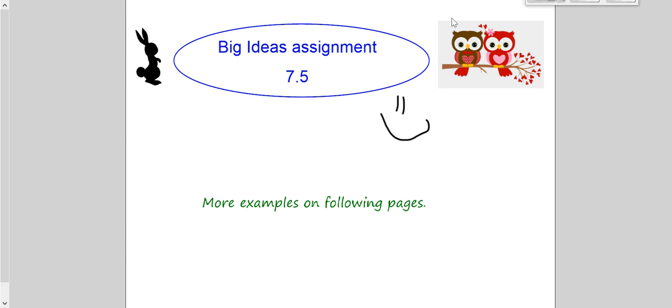Welcome back to the 7.5 lesson. This is the continuation. It says more examples on the following pages. Let's take a look.